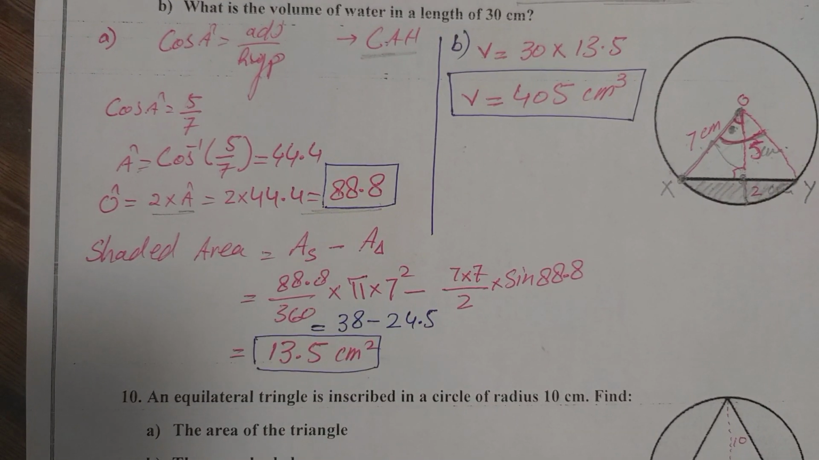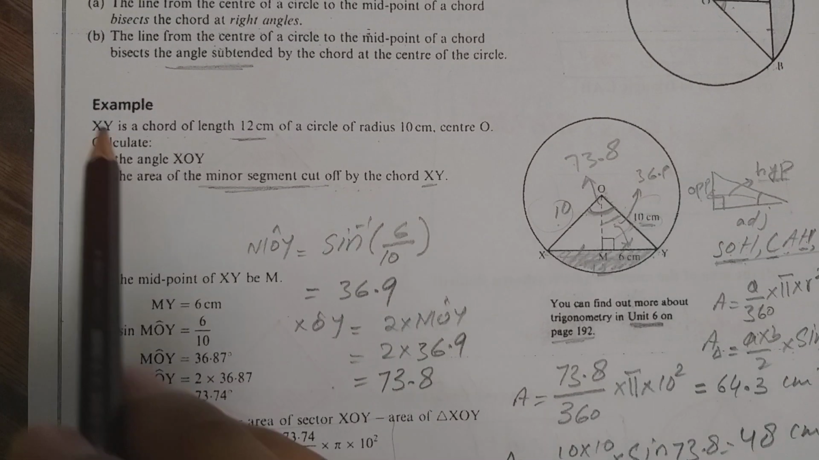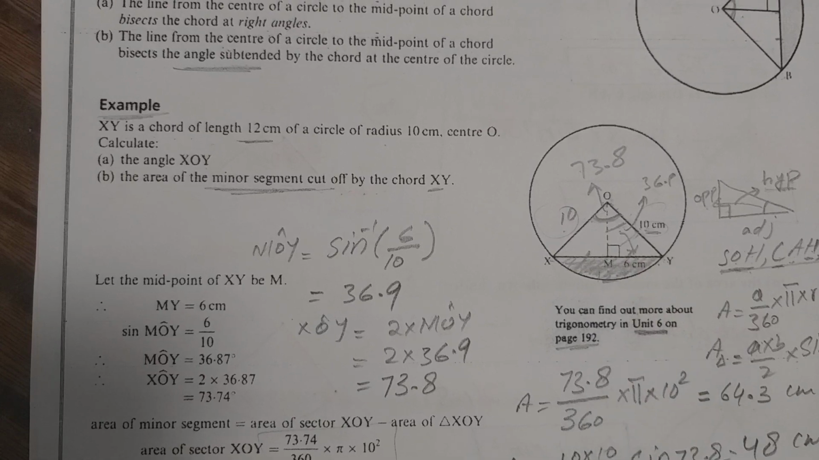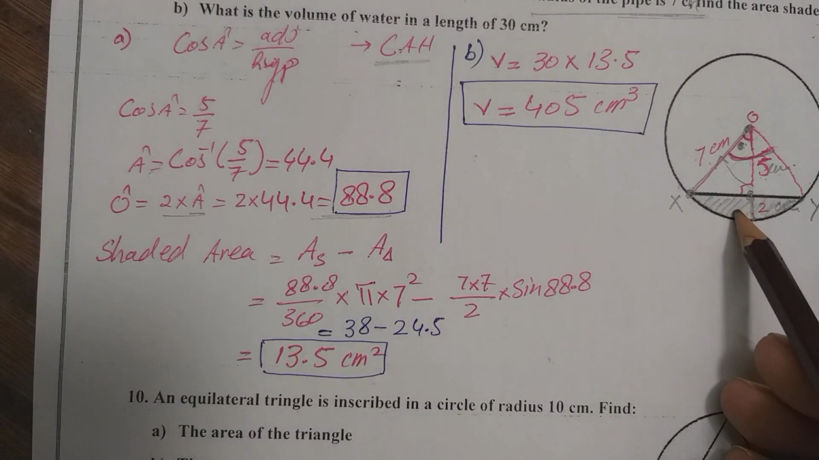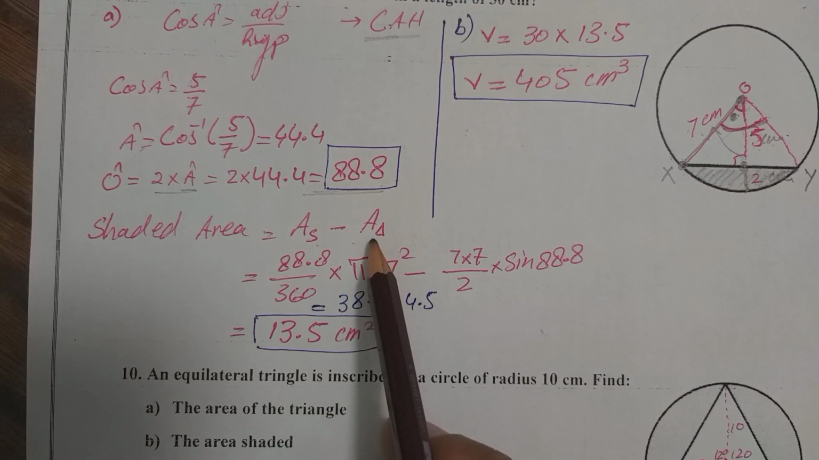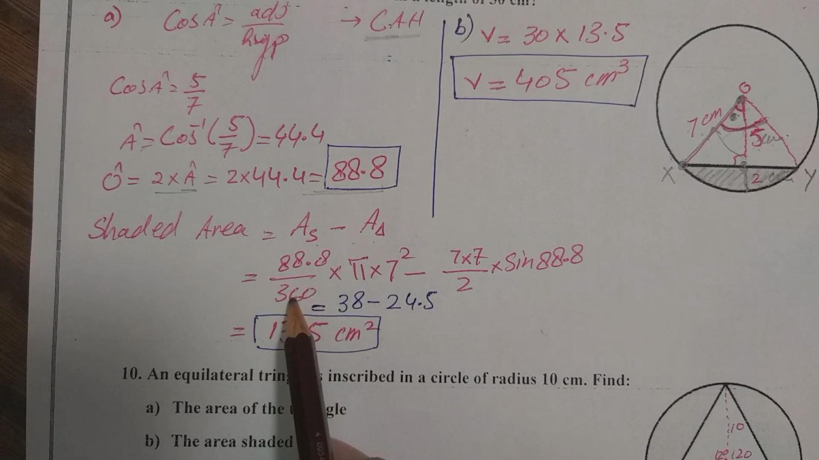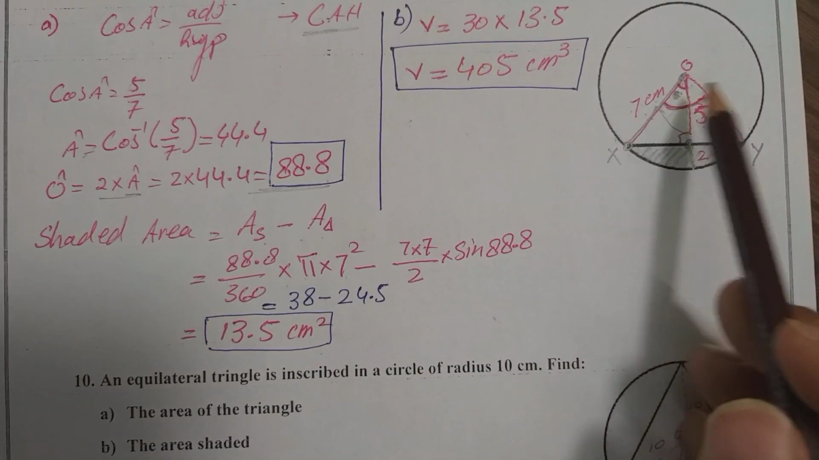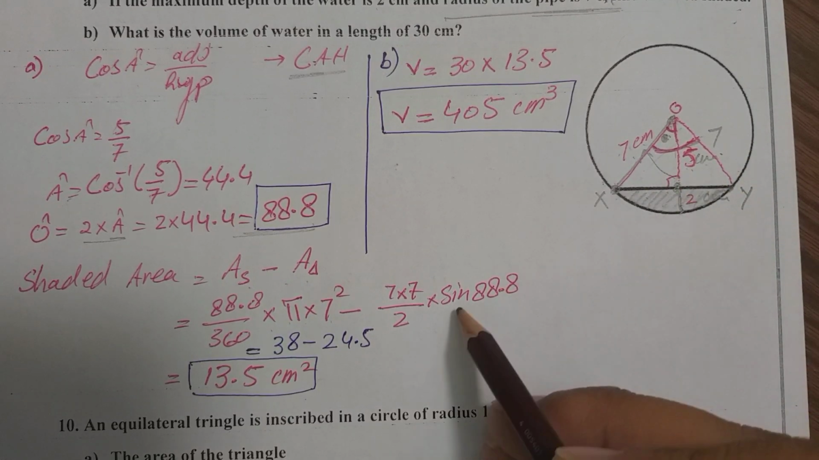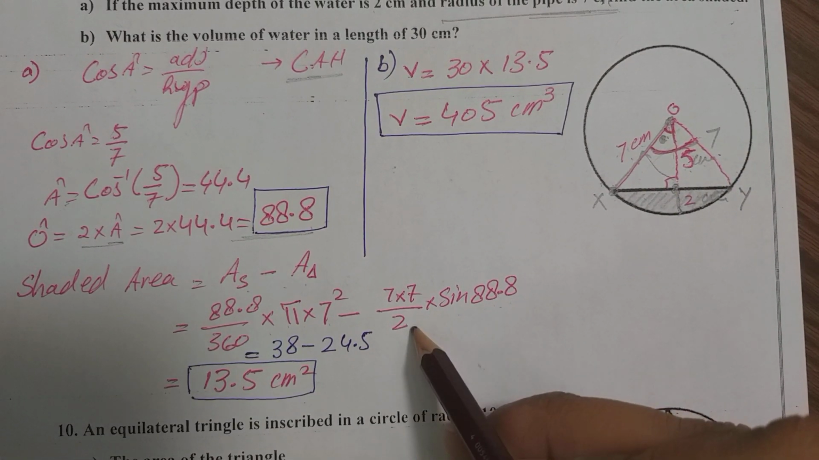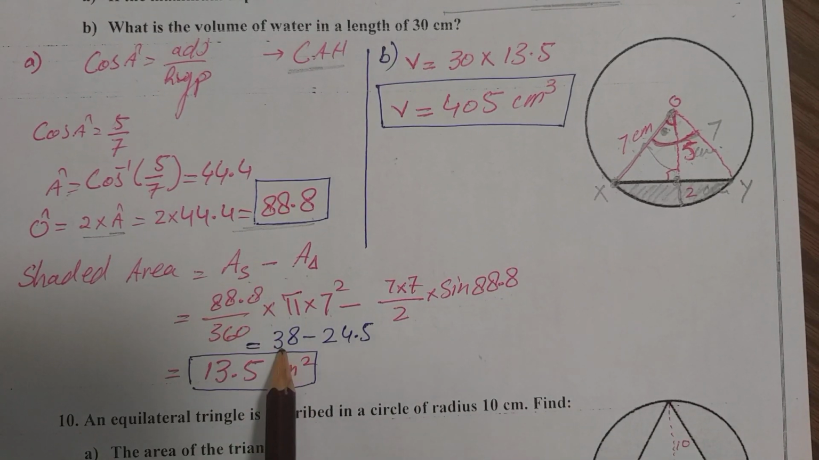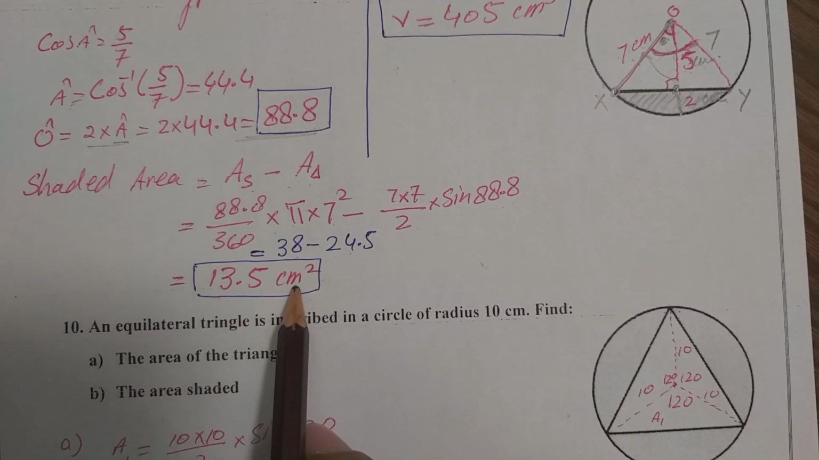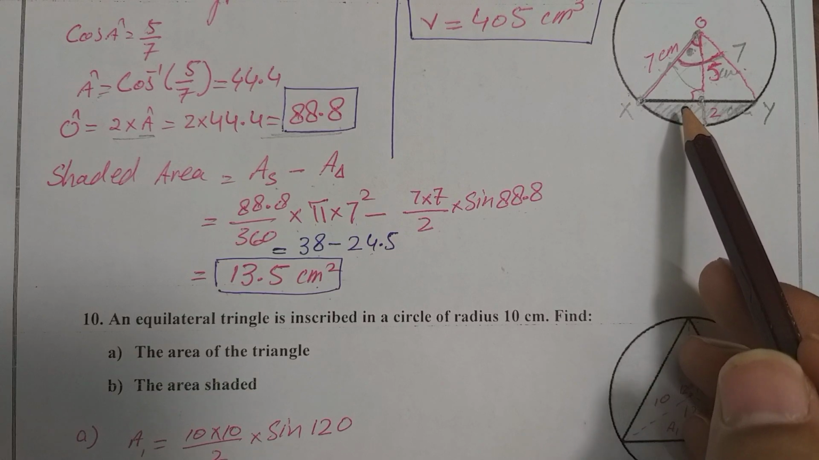Okay, we need to find the shaded area. We did this in the first example. If you remember, this is the same question we did here in the example. We need to find the minor segment here. So the area of the sector minus the area of the triangle. The area of the sector, we know the formula: theta over 360 times pi times r squared, where r is 7 centimeter. And the area of the triangle is 7 times 7 divided by 2, times sine theta, which is 88.8. You find this solution 838, and this solution 24.5. When you minus it, it becomes 13.5 centimeter square. So this is the area of this shaded.